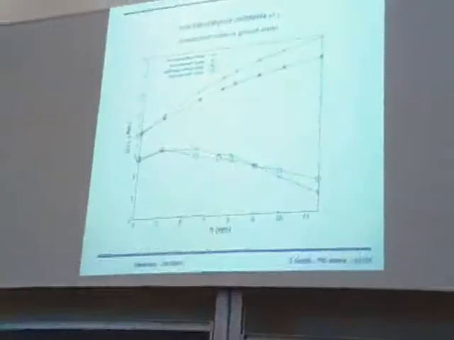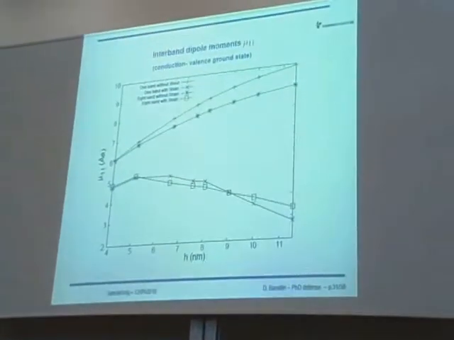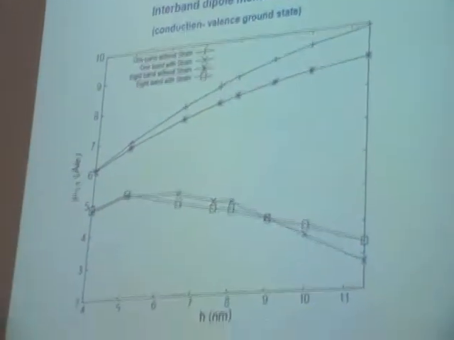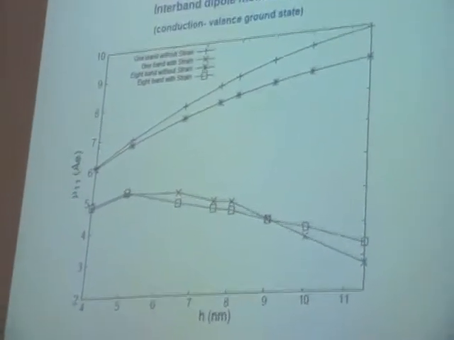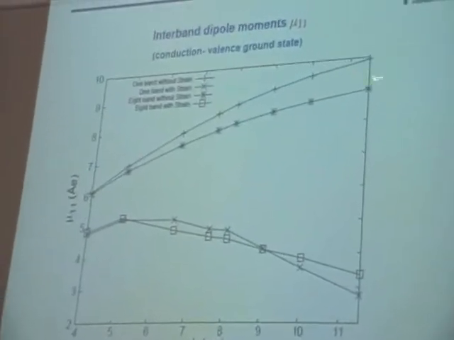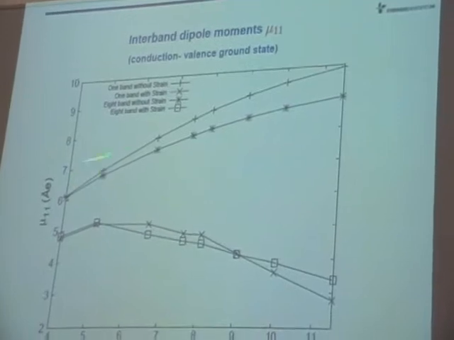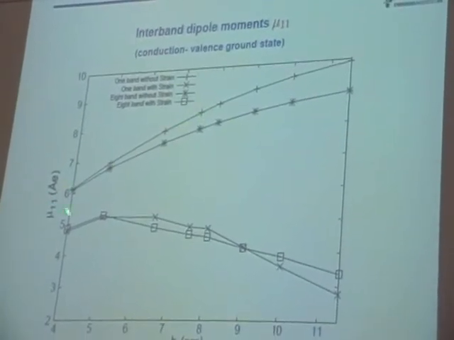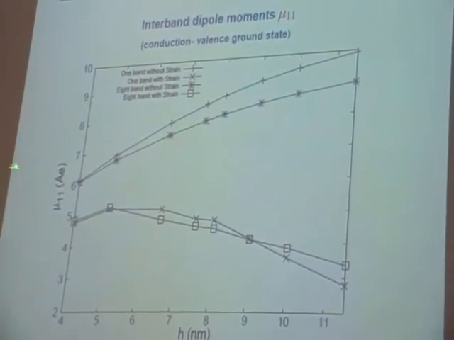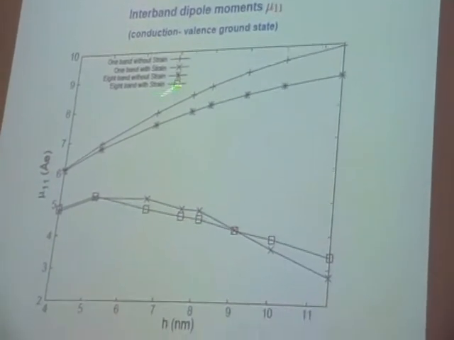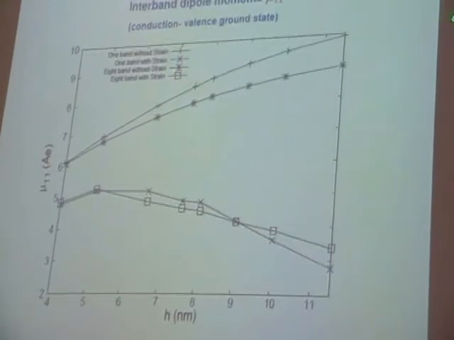Here you have the dipole moment for the four models, with the conduction balanced band ground state intraband dipole moment mu1, as a function of the height, so basically of the volume of the dot. Now you can see on the top part of this plot, we have the two models without strain, 8-band and 1-band without strain. And you can see that there is a monotonic increasing slope of this dipole moment, and then it will eventually reach the plateau value of the bulk material.